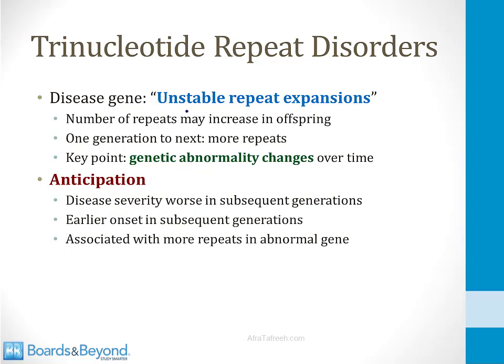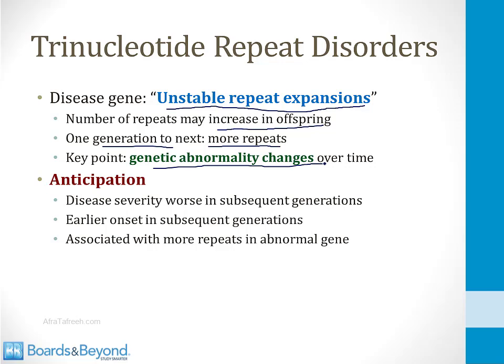In all of the trinucleotide repeat disorders, the disease gene demonstrates what's known as unstable repeat expansions. What this means is that in addition to the disease gene having more repeats than in normal individuals, the number of repeats may also increase in the offspring, such that from one generation to the next, there are more repeats in the disease gene. And a key point here is that this makes these trinucleotide repeat disorders unusual in that the genetic abnormality may change over time. We'd like to think of mutations as going along from one generation to the next and being the same mutation. That is not the case in these disorders. With each additional generation, you may see more repeats in the disease gene, and that's called unstable repeat expansions.